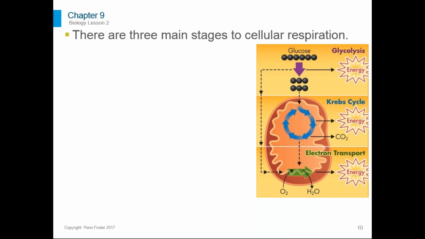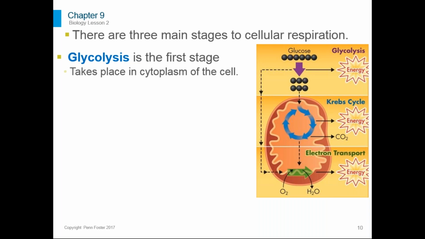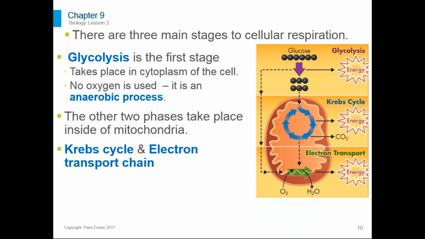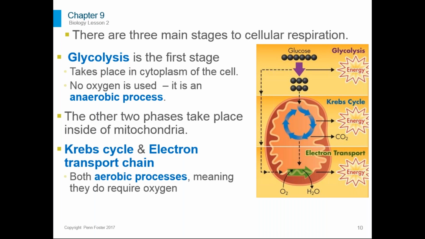There are 3 main phases to cellular respiration. Glycolysis is the first stage, and it takes place in the cytoplasm of the cell. It's important to note that no oxygen is used in glycolysis. The term for that is an anaerobic process. The other 2 phases take place in cellular organelles called mitochondria. The 2 phases are the Krebs cycle and the electron transport chain. And those are both aerobic processes, meaning they do require a lot of oxygen.